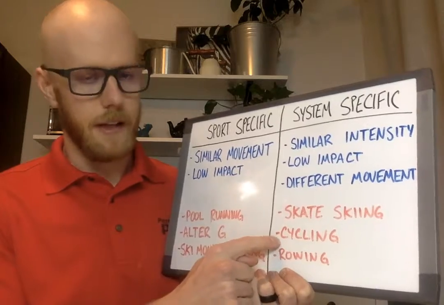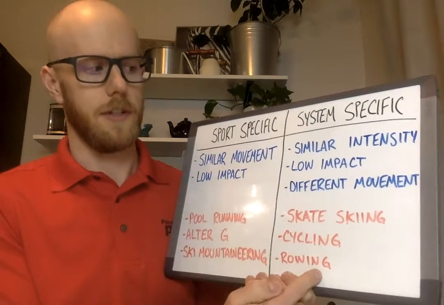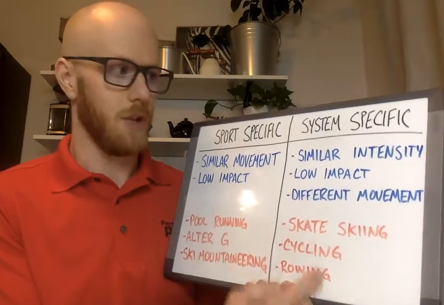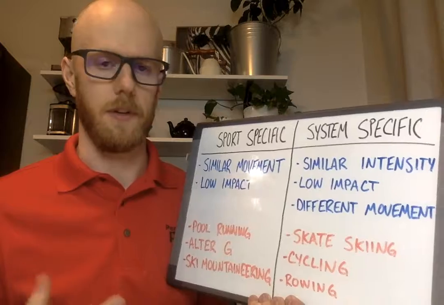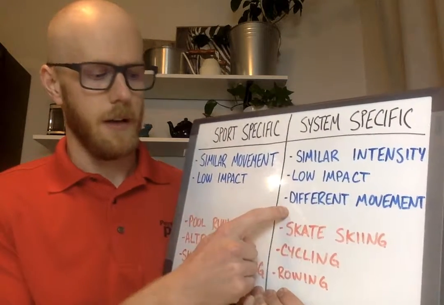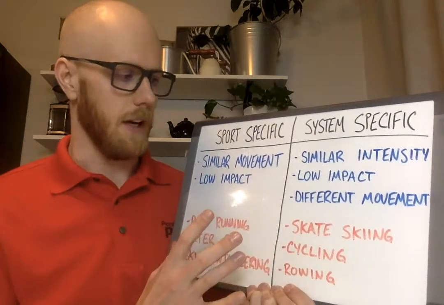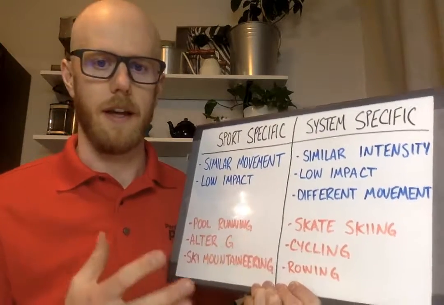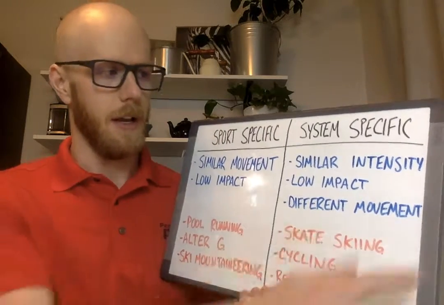Same thing with cycling. You're using your legs in a different pattern, and then same thing with rowing. If you were to jump on a rowing machine, you're going to work at a similar intensity. You're getting your heart going, you're working with your lungs, your cardiovascular system is going. It's low impact, but you're doing a very different movement. So both of these are really important aspects of a well-balanced cross-training program.